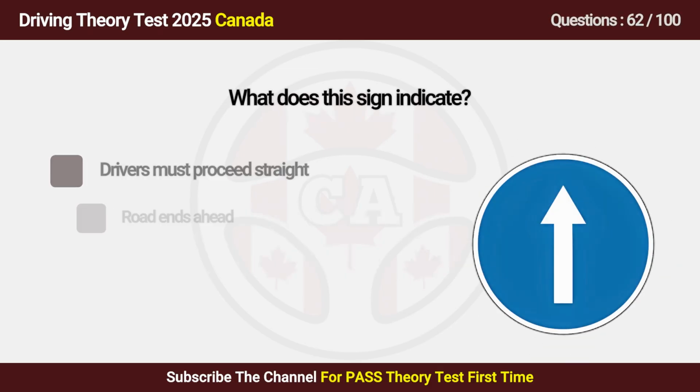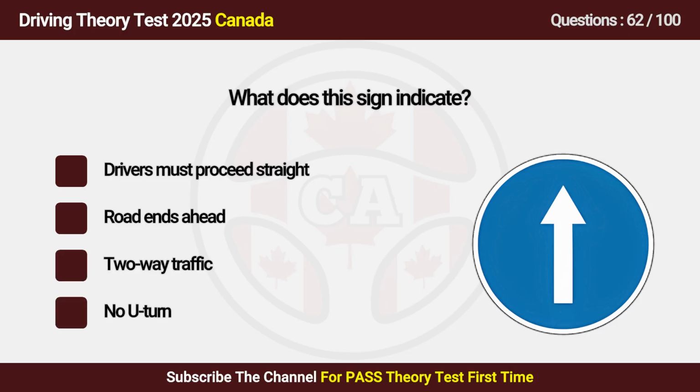Question 62. What does this sign indicate? A. Drivers must proceed straight. B. Road ends ahead. C. Two-way traffic. D. No U-turn.